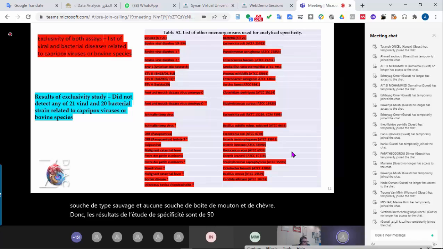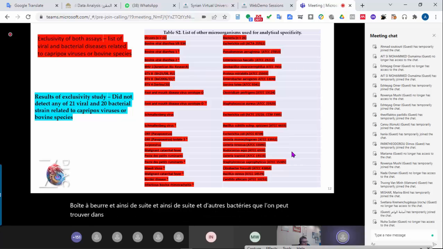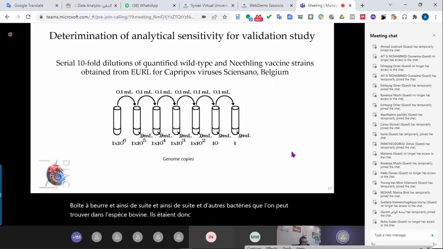And this is the exclusivity of both assays for a list of viral and bacterial diseases related to Capripox viruses of bovine species. So we tested it on BVD virus, bluetongue disease virus, foot and mouth disease, Schmallenberg, parapox, suipox, and so on, and other bacteria that can be found in bovine species. So they were all negative with our assays. So, analytical specificity.